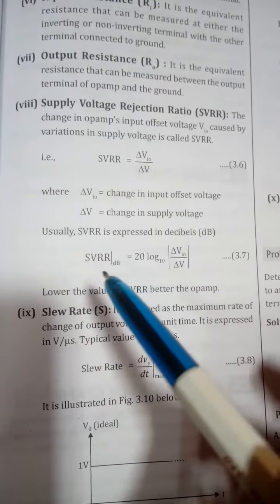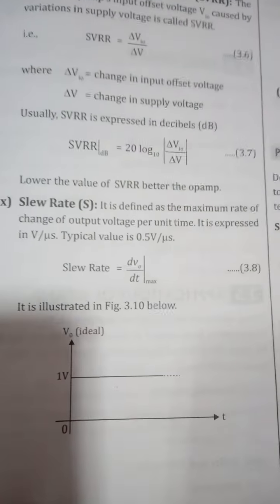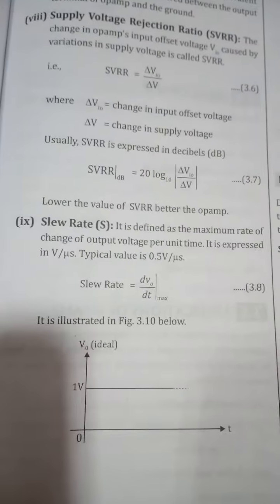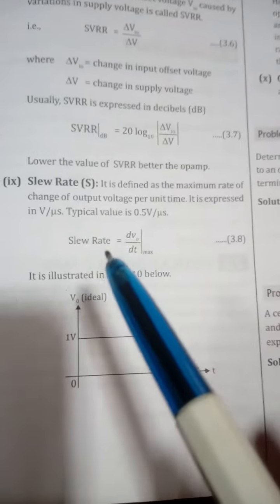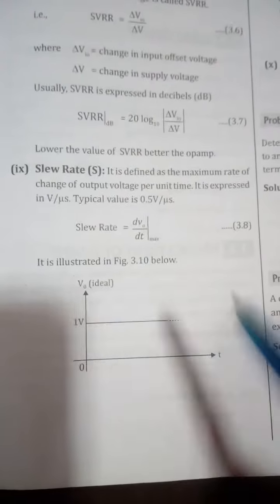Next, you have something called slew rate. It is defined as the maximum rate of change of output voltage per unit time. It is expressed as volts per microsecond. The typical value is 0.5 volts per microsecond. So this is the design value which is given. Slew rate is expressed as dV0 by dt maximum. So this is the graph of that.